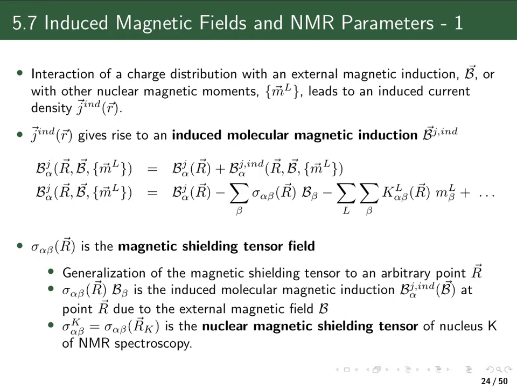And our nuclear magnetic shielding tensor of nucleus K of NMR spectroscopy is just the value of this magnetic shielding tensor field at the position of the nucleus. But of course, we can define this field, or calculate this field, at any point in space, in particular any point inside the molecule, but we can only measure it at the position of the nucleus, and there we call this the nuclear magnetic shielding tensor.